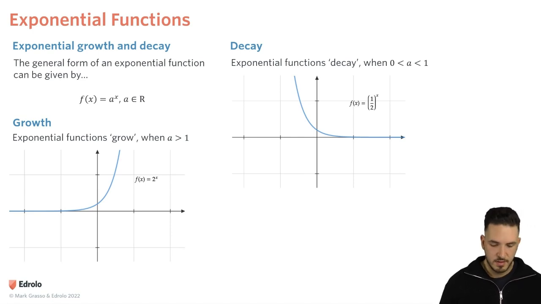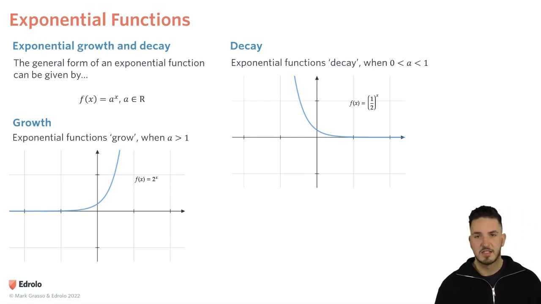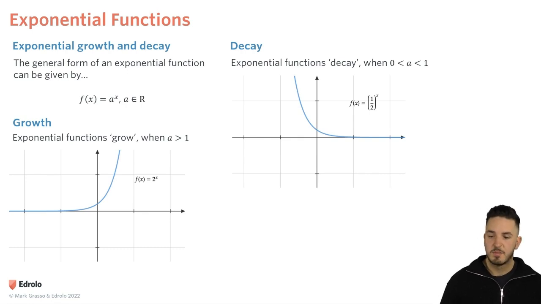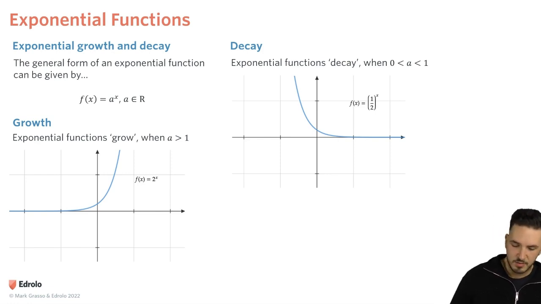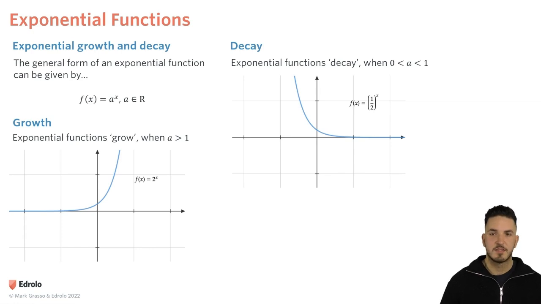So growth: exponential functions grow when a is greater than 1, and exponential functions decay when a is between 0 and 1. If we look at the two examples, f of x equals 2 to the power of x is growth, whereas f of x equals a half to the power of x represents decay. So we're growing up to the right for growth, and going down to the right for decay. Some students may think, why is it not negative? Because if it's going down, it should be negative.